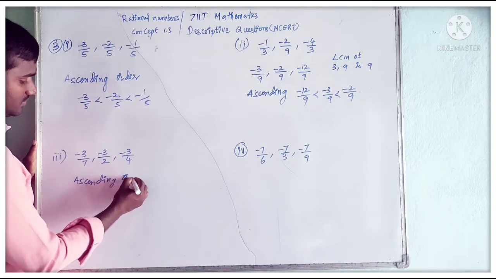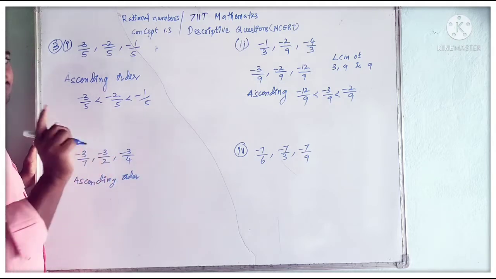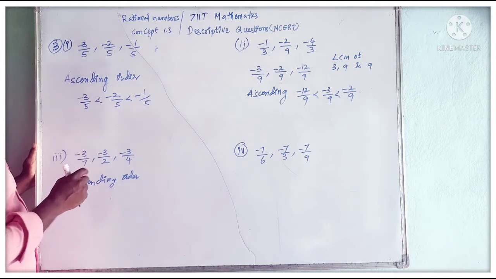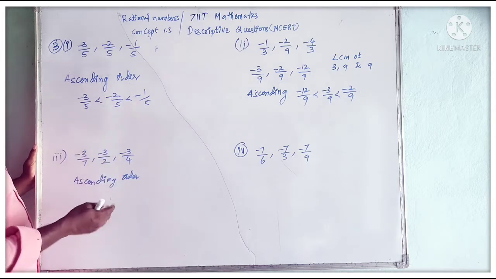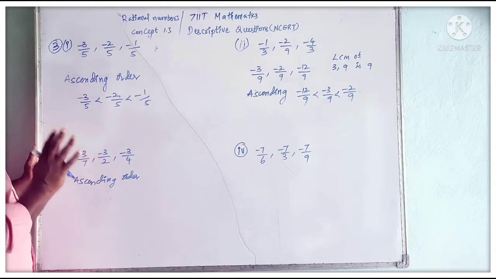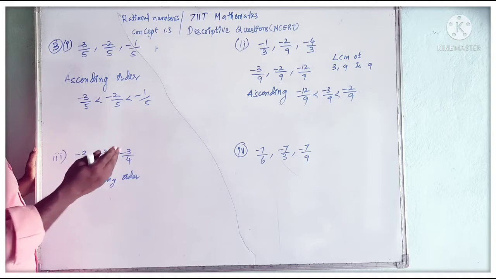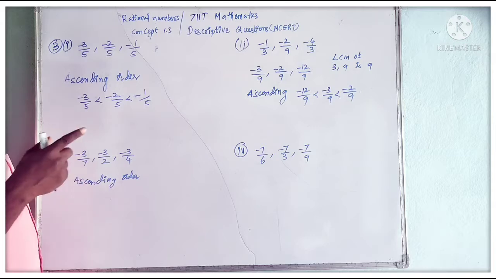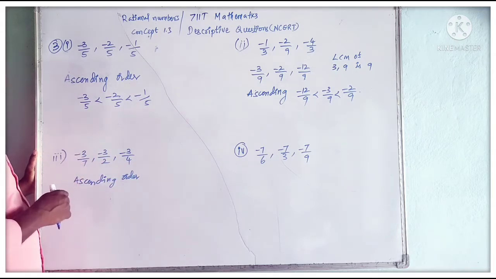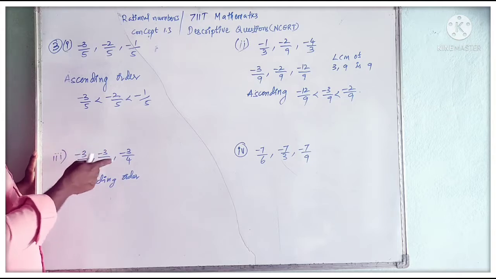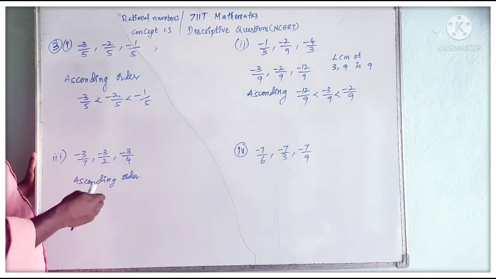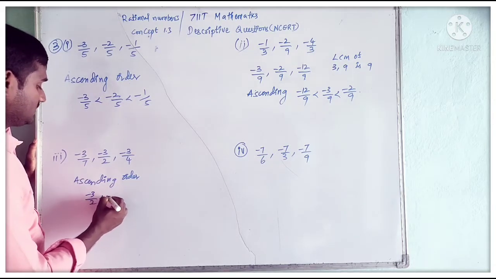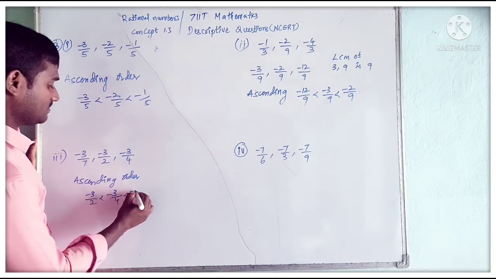just remember, children, if the numerator is same, in the denominator whichever is smaller becomes smallest for negative rational numbers. This is only for negative rational numbers. For positive rational numbers, if the numerator is same, the denominator which is smaller becomes greatest. But for negative rational numbers, if the numerator is same, the denominator which is greater becomes greatest, and which is smaller becomes smallest. So ascending order becomes minus 3 by 2 less than minus 3 by 4 less than minus 3 by 7.